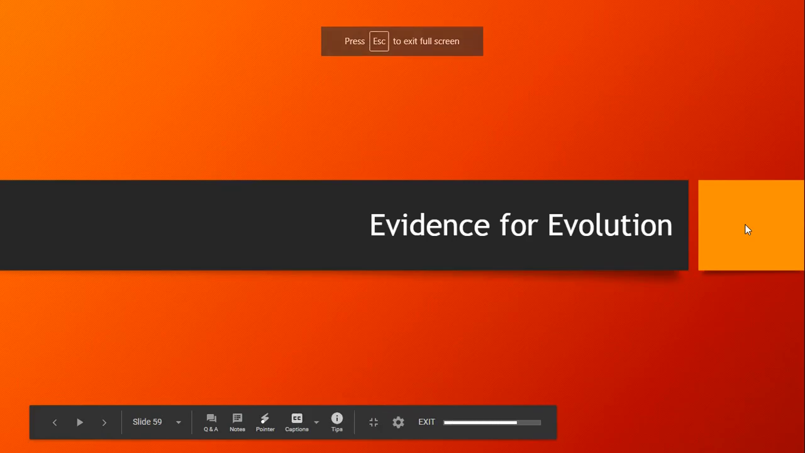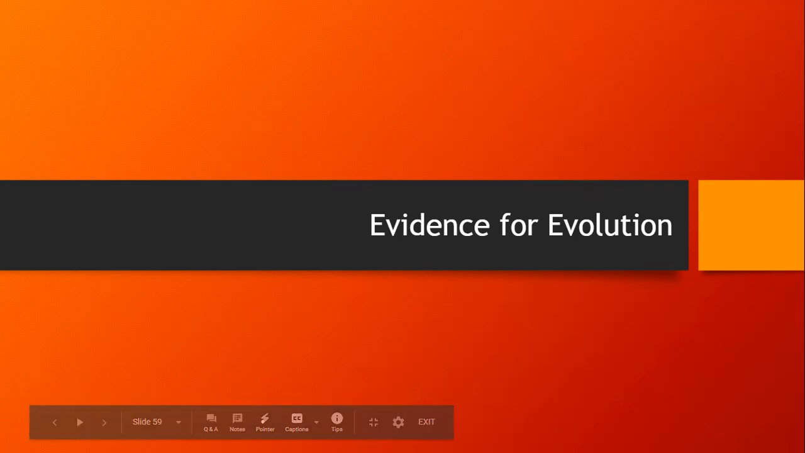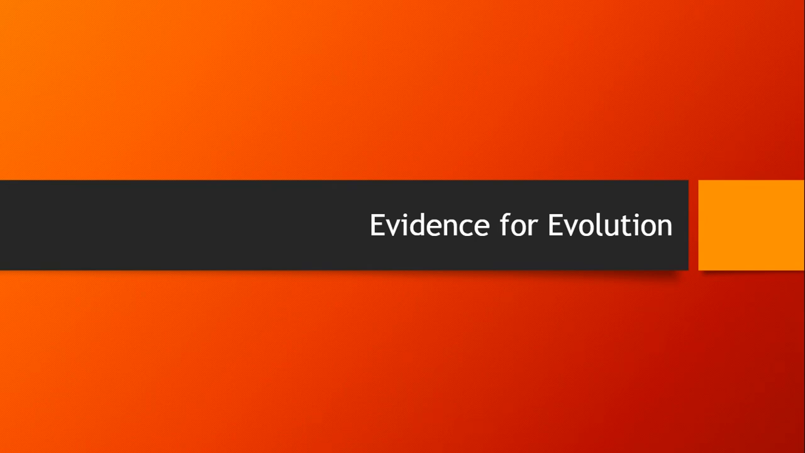Hello, everyone. Today we'll be talking about evidence for evolution. So, just like anything in science, we need to make observations and use evidence in order to prove that something's correct. And so, we're going to do the same thing today with evolution and talk about what specific pieces of evidence there are.